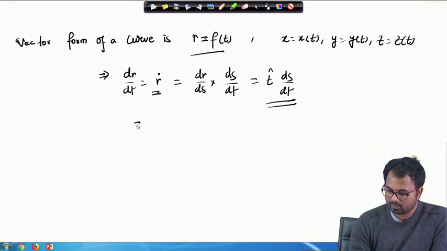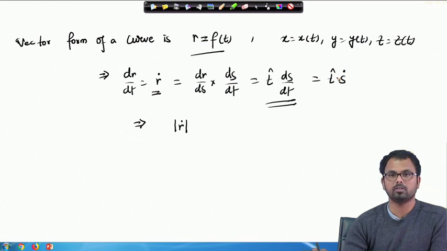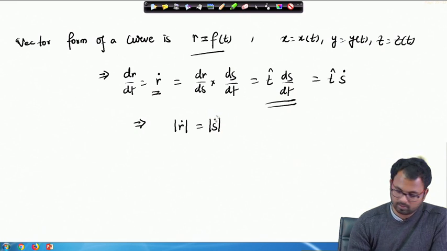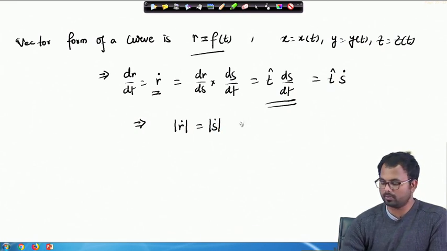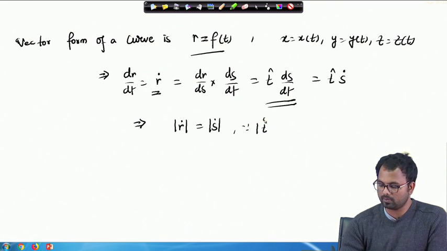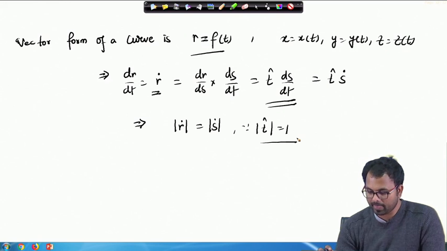So, from here it follows that mod of r dot, which is t cap times s dot, equals mod of s dot, all right. It is the derivative of s with respect to t, and the mod of t is 1. Since t is a unit tangent vector, we can write mod of t as 1. So, this we can always write.